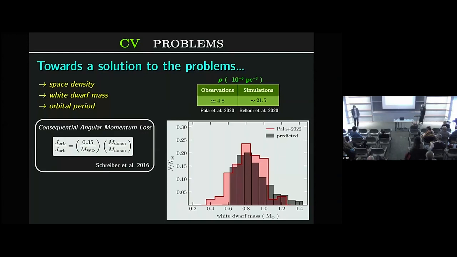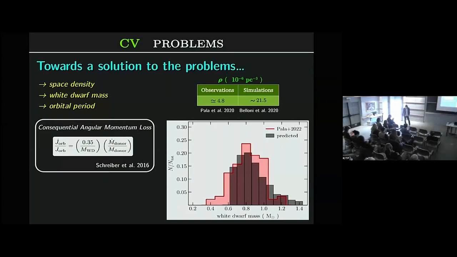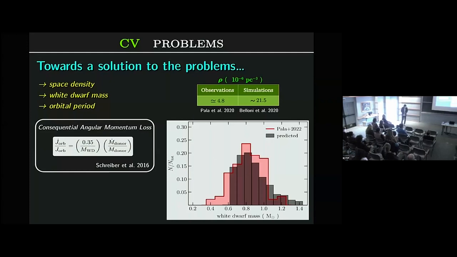I was just curious if you could complete the cycle. You updated your magnetic braking prescription based on main sequence stars and pre-CVs. So if you apply that to the CVs, does it actually solve the problems that you pointed out? No, I didn't, but this would be the next step.